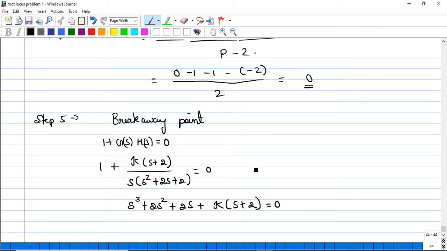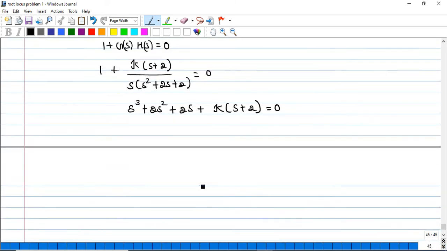And the next step in the breakaway point is separation of the K term and the s term. This will be K is equal to minus (s cubed plus 2s squared plus 2s) whole divided by (s plus 2). And the final step is differentiating K with respect to s. Here we need to use the u by v rule, and after differentiating, we need to equate it to 0.